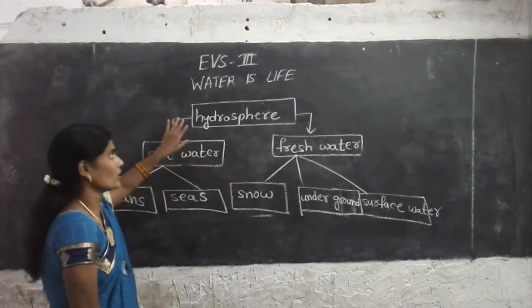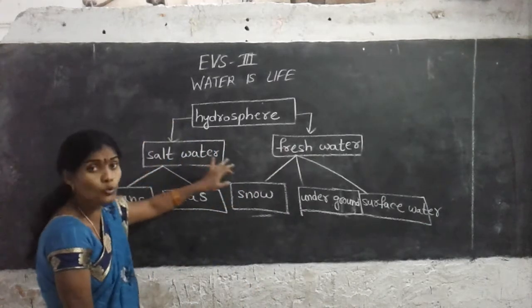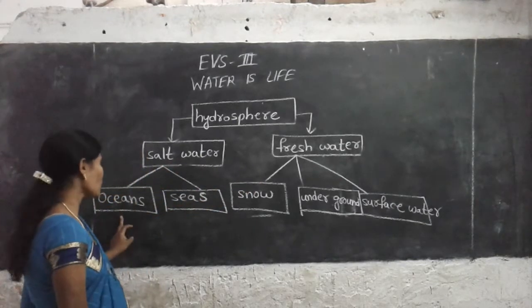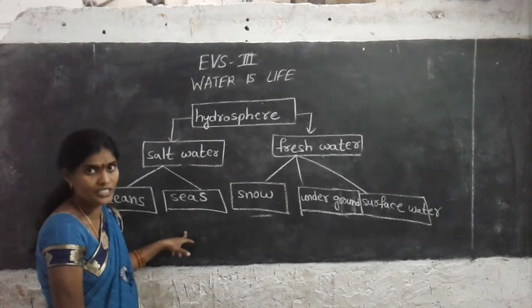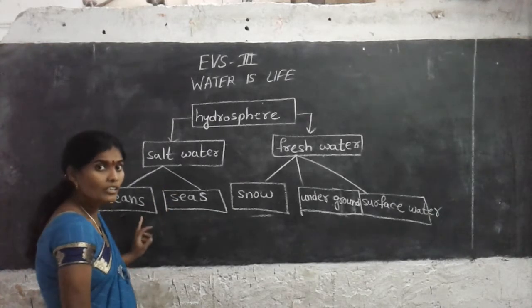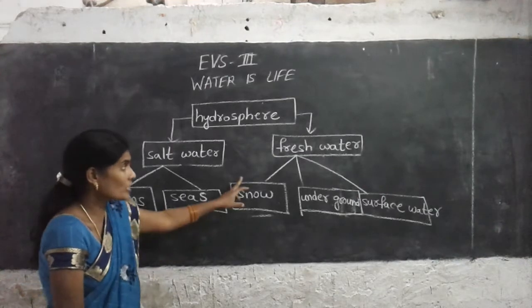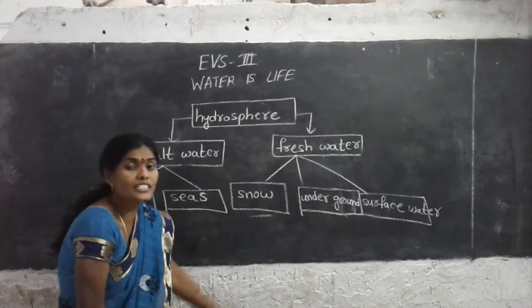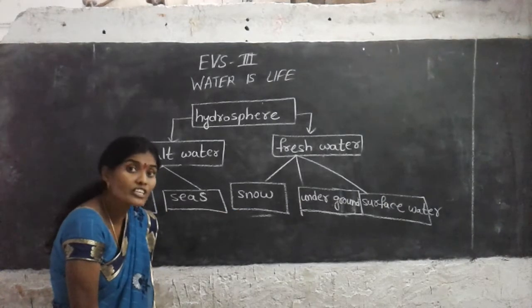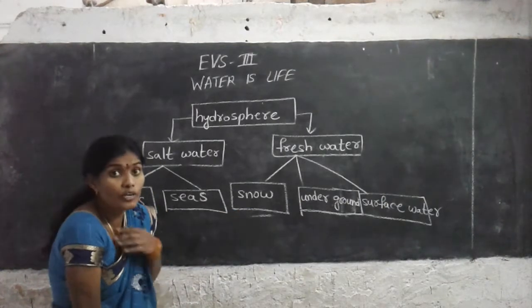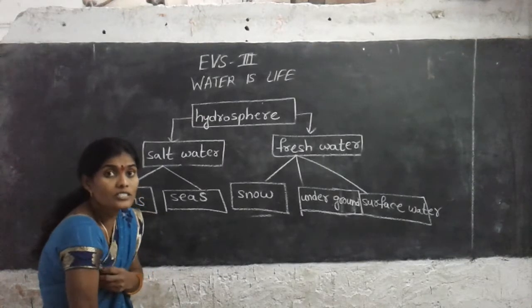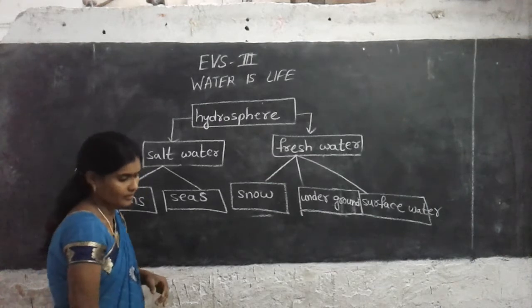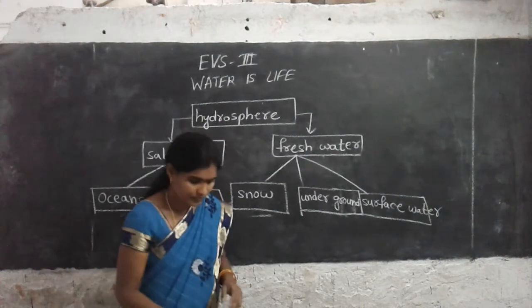Here hydrosphere means water. Water is divided into two kinds, salt water and fresh water. Salt water is in the oceans and also seas. Fresh water is in the form of snow, underground and surface water. The surface water in rivers, lakes, puddles is also fresh water. Complete your answers.